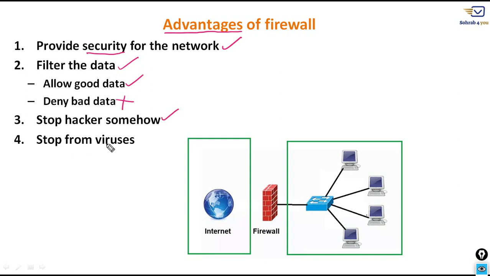And obviously it's going to stop viruses, for example virus, Trojan, or worms, whatever suspicious stuff is there. When anything is coming, the firewall says, stop, let me check. If you're good, come. If you're bad, I will stop you. So these are the advantages of firewall. It provides security for the network. It filters the data, allowing the good data and denying the harmful data. It stops the hackers somehow, and it's going to stop the virus like this. So yeah, guys, now let's move to the next slide.